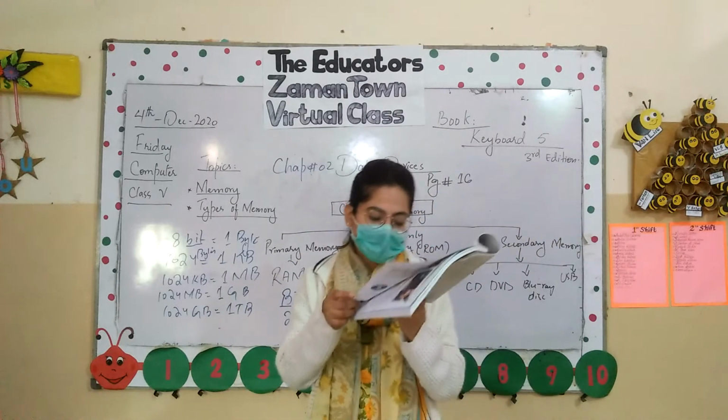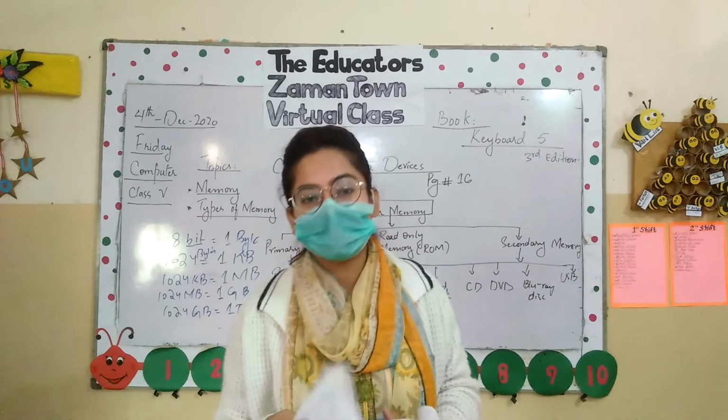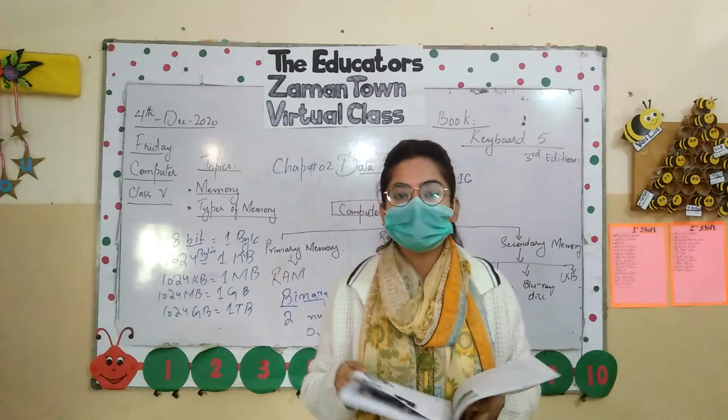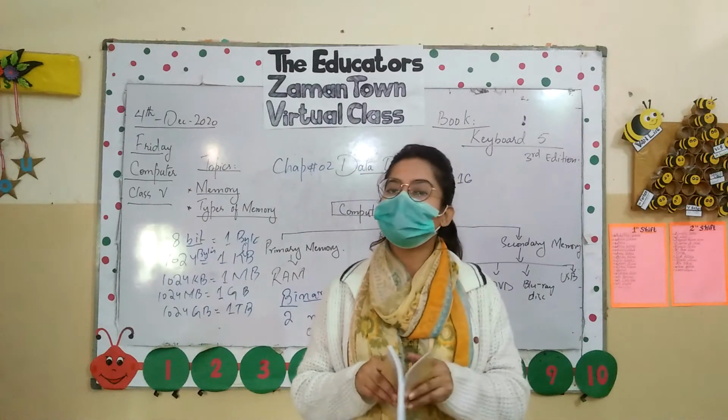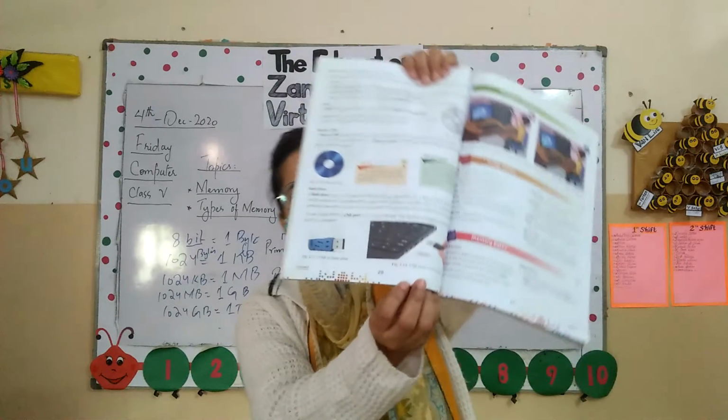It consists of tracks and sectors. It can store up to 700 MB of data, so it has a large capacity. We can store 700 MB of data on it. Now another page we have, page number 20.